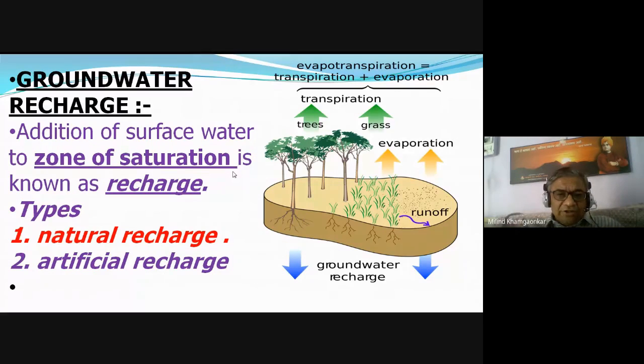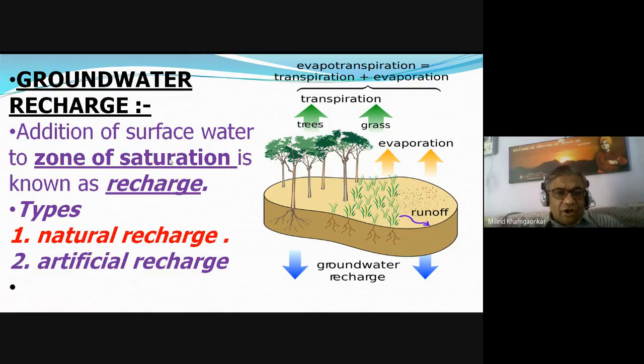So this groundwater recharge, as I have just told you, is nothing but the addition of the surface water. Again, from where does the surface water come? The surface water comes from the precipitation or the rainfall. That is the addition of the surface water from the precipitation or rainfall to the zone of saturation, which is called the recharging of the groundwater. And what is the zone of saturation? Just now we have tried to revise it.